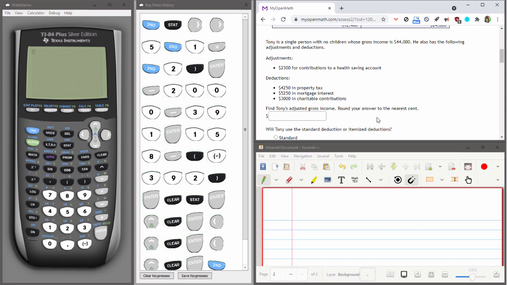The first thing that we're asked to do is to find the adjusted gross income. So Tony's gross income, that means all of the money that he gets from his employer, his gross income is $44,000. His adjusted gross income, which we abbreviate AGI, that's his gross income minus any adjustments.